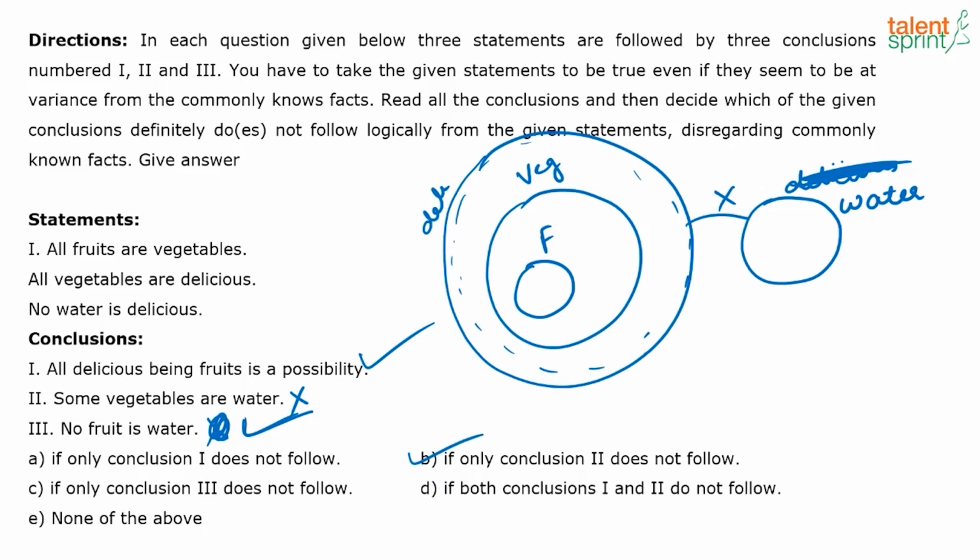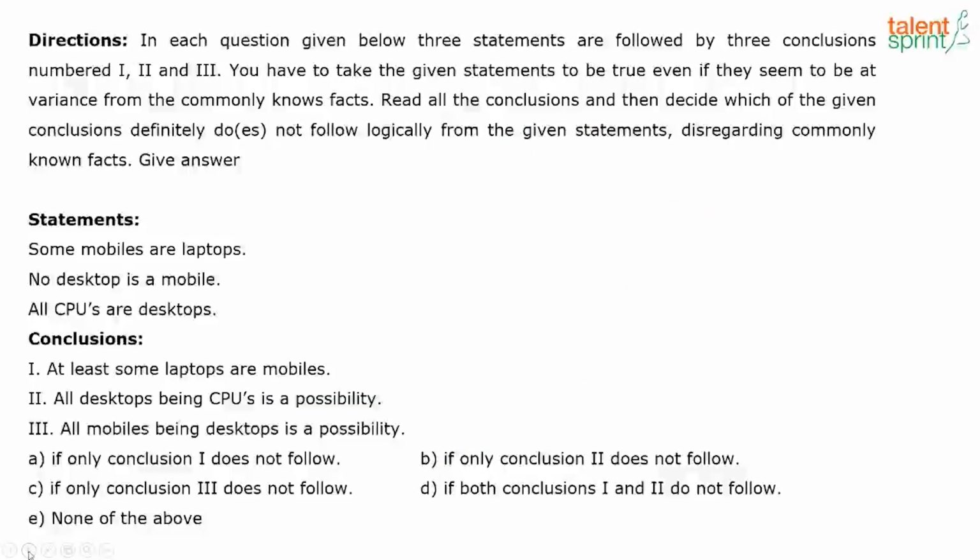So why are some of you giving me the answer as option D? Why are you saying 1 and 2 don't follow? Option B should be the answer. Only 2 does not follow. See, conclusions 1 and 3 follow, 2 does not follow. Hope it's clear. So next question is on syllogisms.